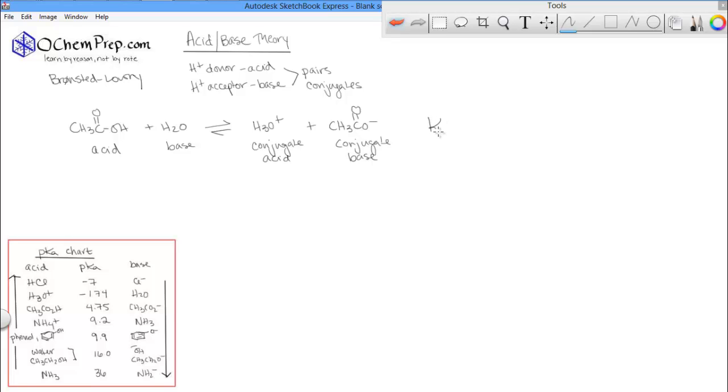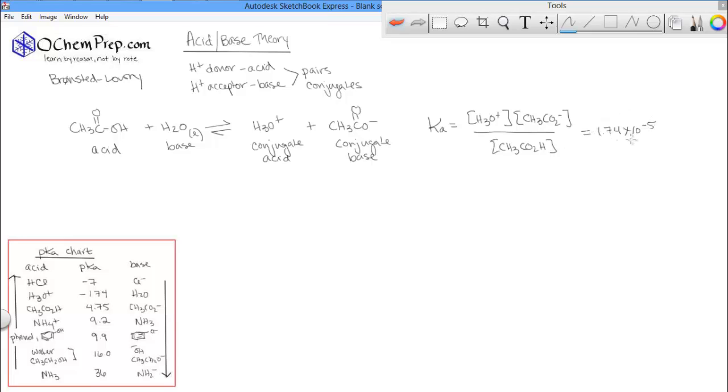Now, from your general chemistry class, you would remember that you define the Ka of any acid by the equilibrium expression where you put the products over the reactants: H3O+ times the concentration of acetate, all over the concentration of acetic acid. You don't include water because it's a liquid and its concentration does not change. Now this value is 1.74 times 10 to the negative fifth.